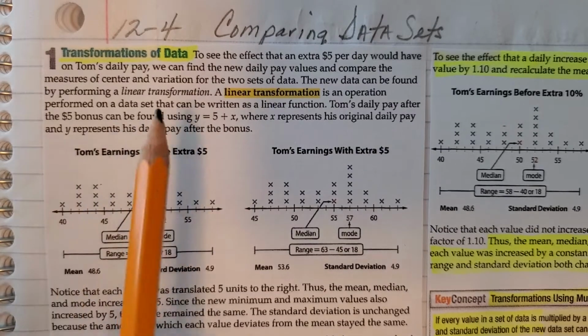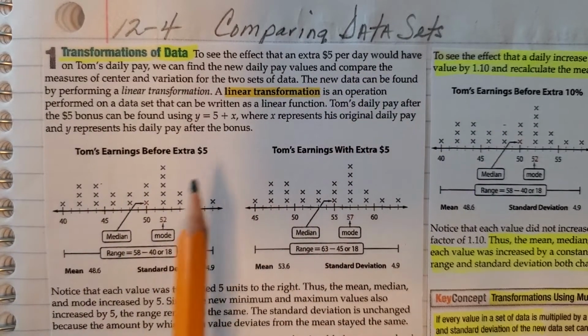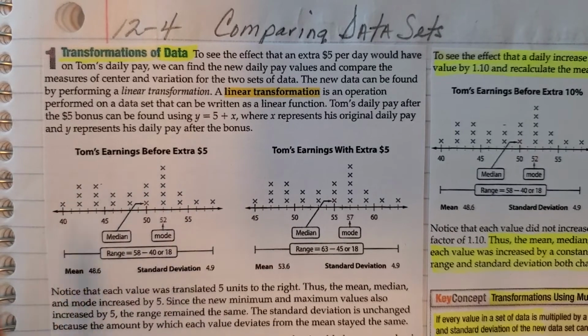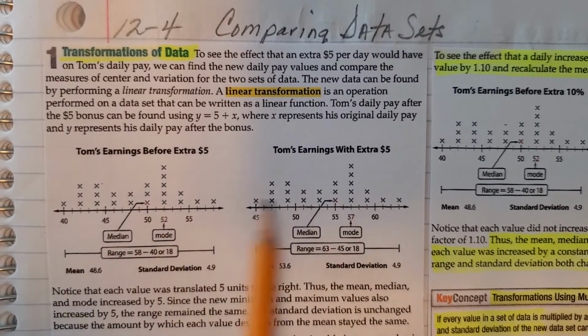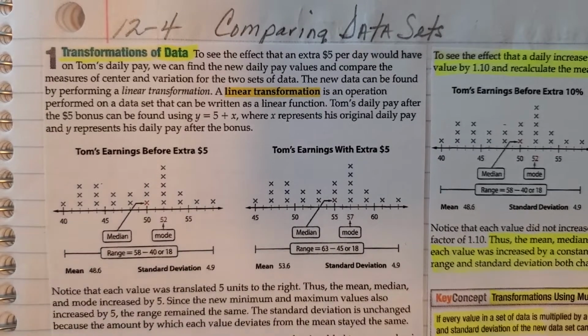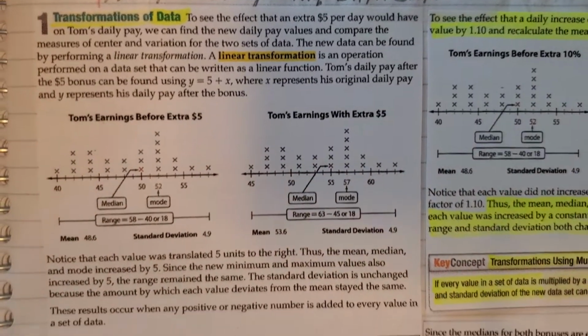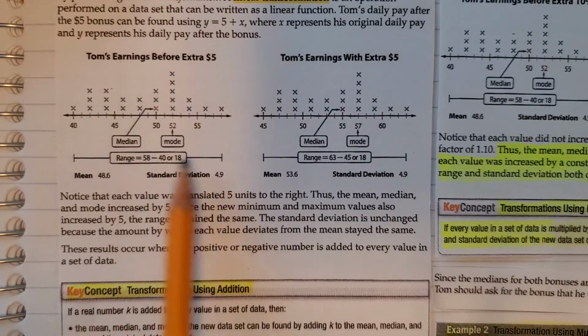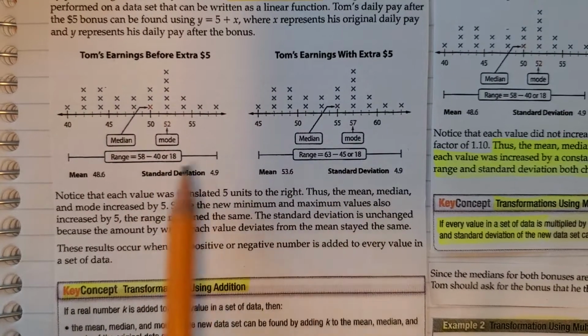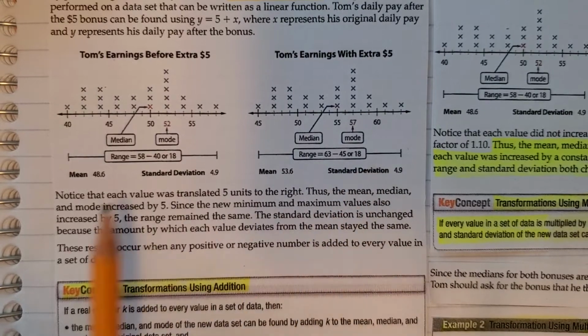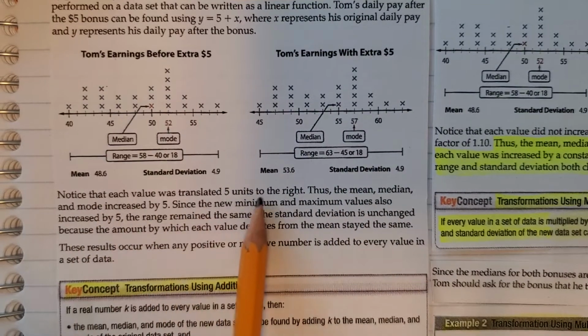Okay, today we're going to compare sets of data. Understand that basically we're talking about a linear transformation if you add something to a data set or if you multiply something to the data set. In this case, when you add something to the data set, you can see that the ranges do not change. Notice that each value was translated 5 units to the right.